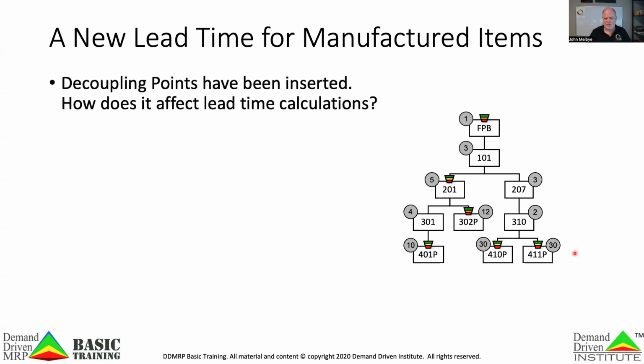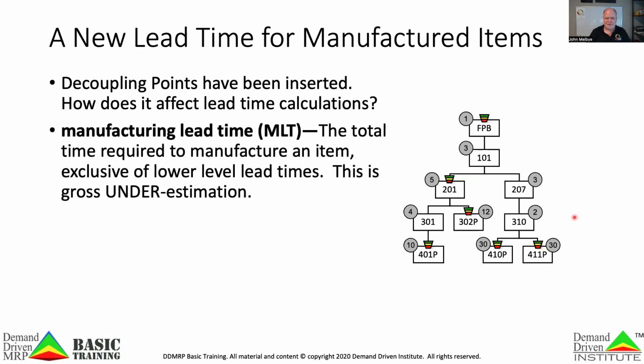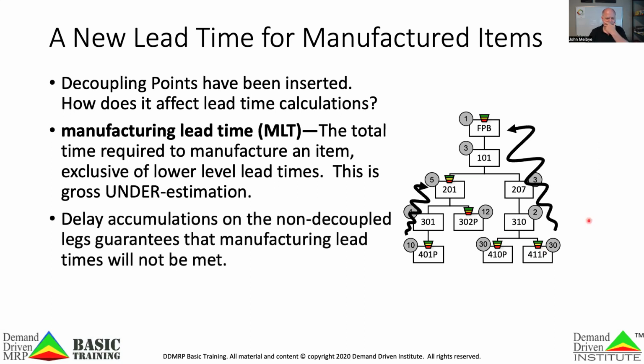In this case, we have looked at this product structure, and we have inserted decoupling points or buffers in strategic locations, but not everywhere. The manufacturing lead time is the total time required to manufacture an item, regardless of the lower level lead times. So FPB has a manufacturing lead time of 1, 101 has a lead time of 3, 207 has a lead time of 3, 310 has a lead time of 2. All of those have to happen exactly as planned in order for that total lead time to line up. And the delay accumulations that we will have on those non-decoupled legs guarantee that those manufacturing lead times will not be met.